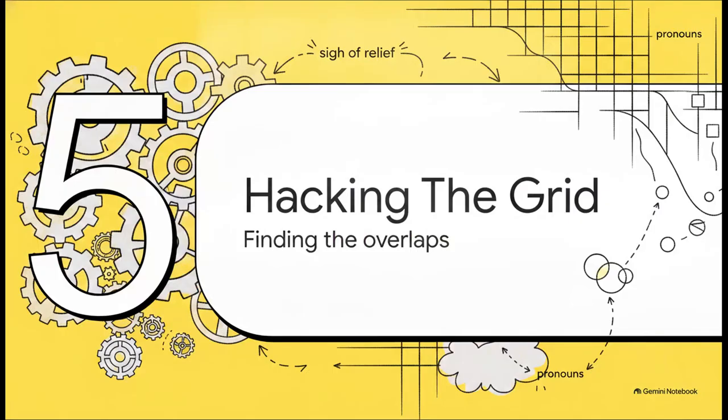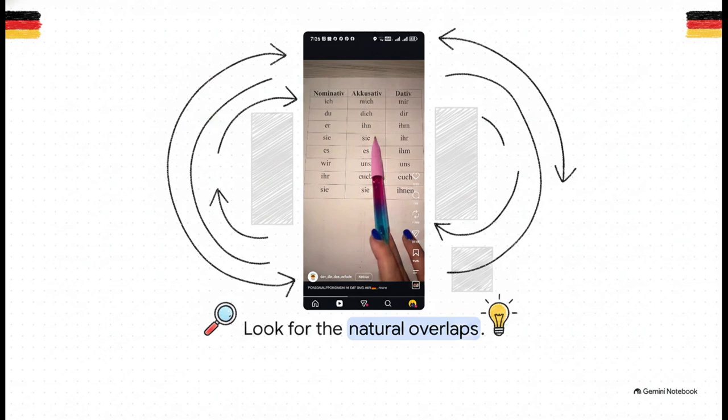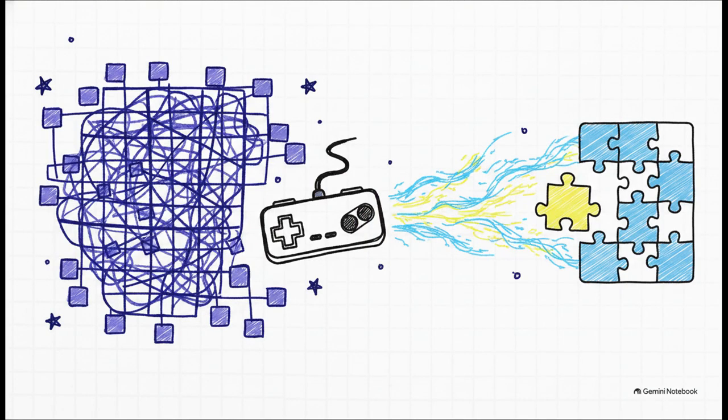Section 5, hacking the pronoun grid. I want you to take a deep breath right now because you absolutely do not need to memorize 24 unique words to master this matrix. Notice the pink pen pointing right at the middle of the grid here. Look at how much repetition actually exists. The secret to mastering this grid isn't brute force memorization. It is looking for the natural overlaps. Let's break down those overlaps into some incredibly easy cheat codes derived straight from our image.